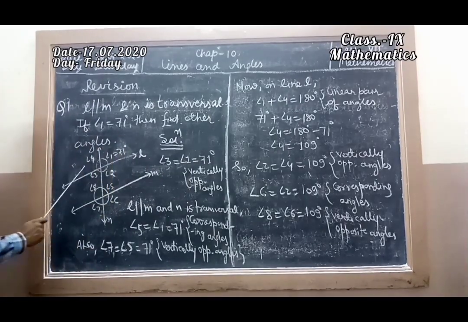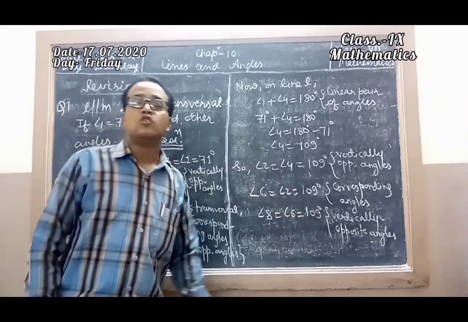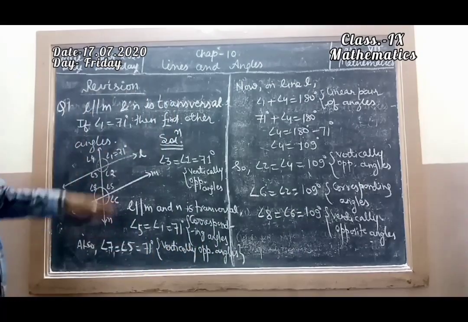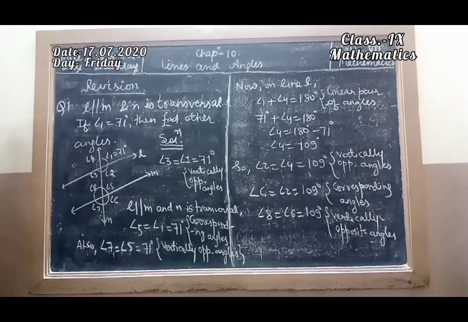So after getting angle 4, we get angle 2. Angle 2 equals angle 4, vertically opposite angles. So angle 2 is also 109 degrees. Angle 2 and angle 6 are corresponding angles, so angle 6 is also 109 degrees. Angle 8 and angle 6 are vertically opposite angles, so angle 8 is also 109 degrees. In this manner we get each angle for the given problem.